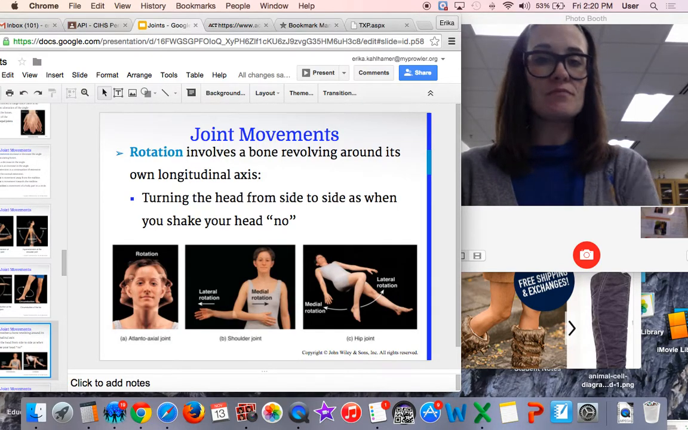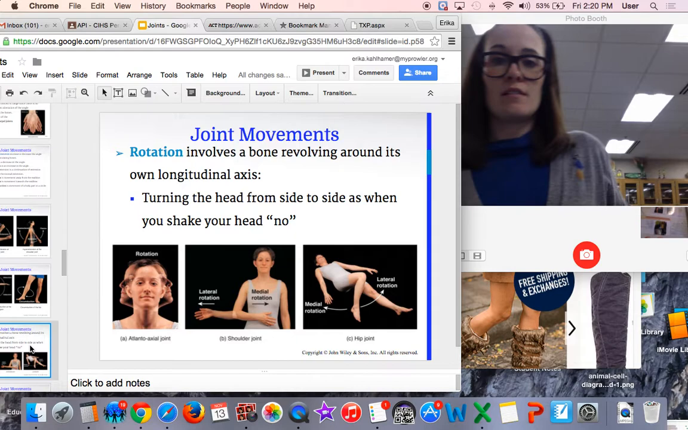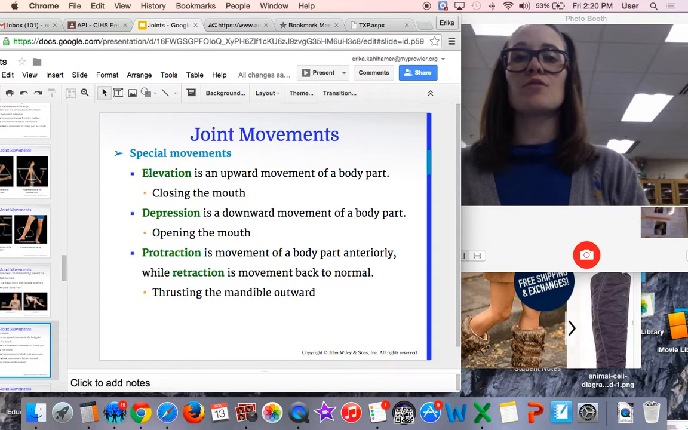Rotation, like I gave you an example, the atlantoaxial joint, that's between your atlas and your axis. You can also rotate, as you can see in this image, lateral rotation and medial rotation in that joint, or in the leg there, revolving around its own longitudinal axis.